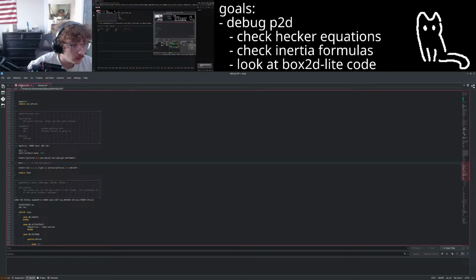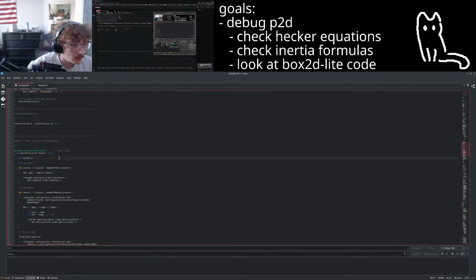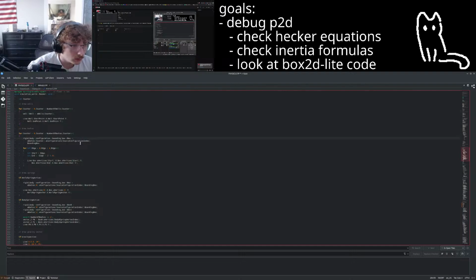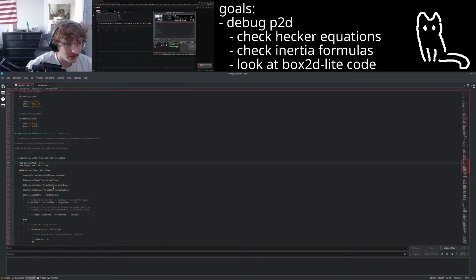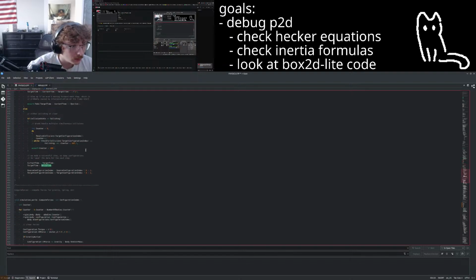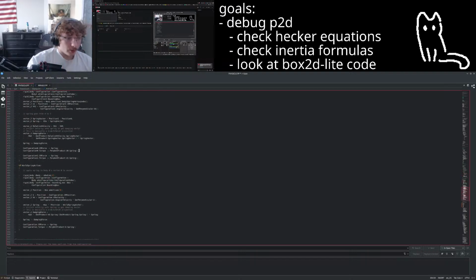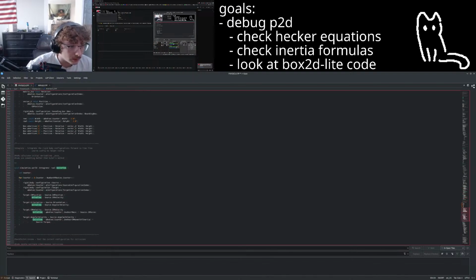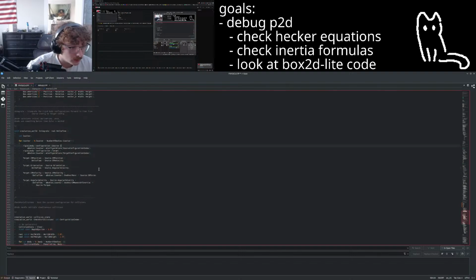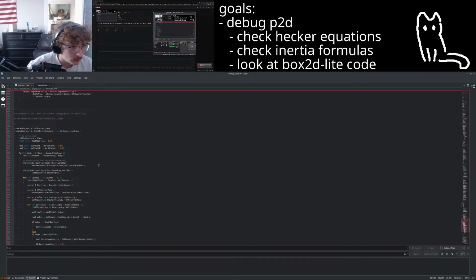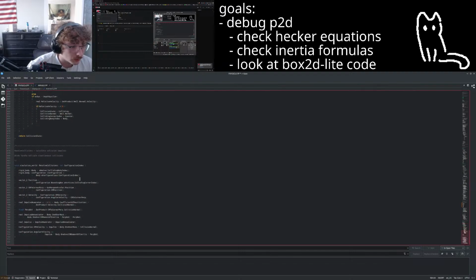Run. World render. Okay. Clearly the delta time is not working. I don't know if I'll get anything useful out of this. Maybe the integration. Angular velocity. No. Torque. Resolve.